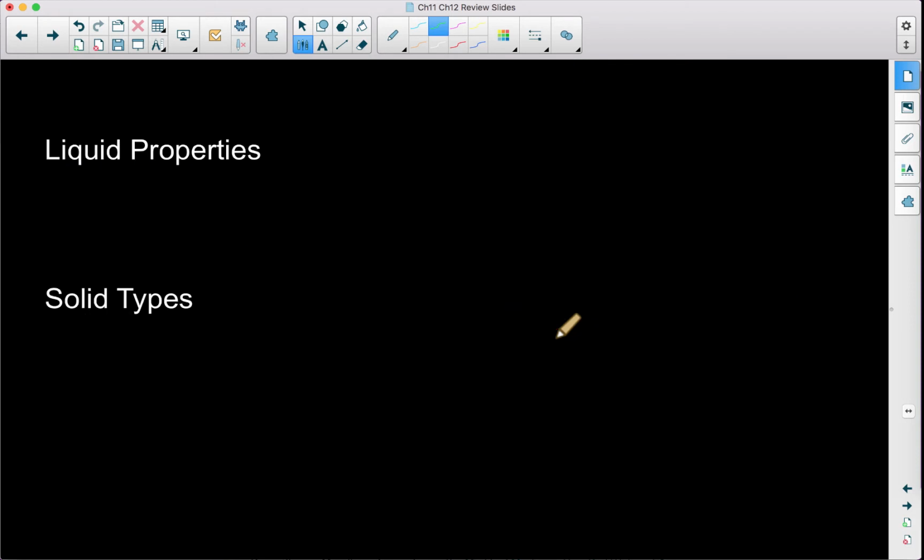All right, so then we have our properties that we talked about in this chapter. For liquid properties, what did we talk about? We talked about viscosity, which is what? Resistance to flow. So high viscosity means high resistance to flow. So we think of things like honey and syrup.